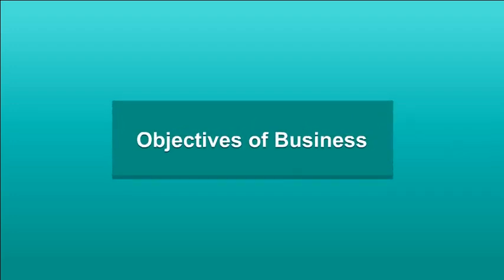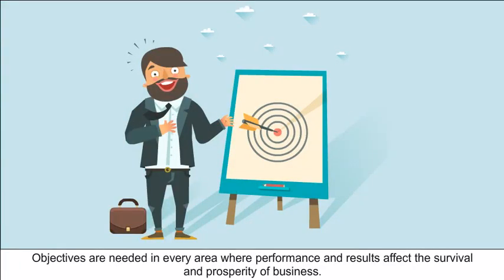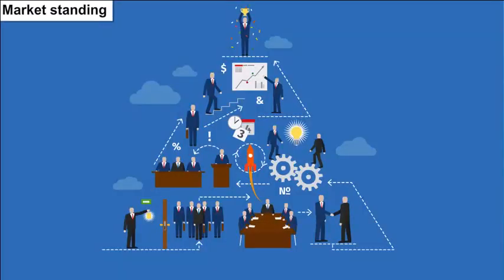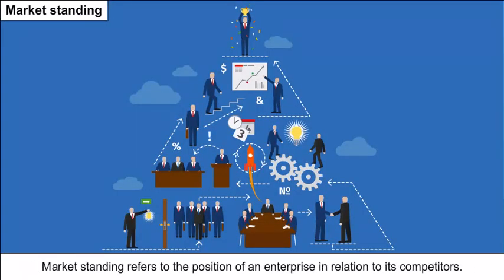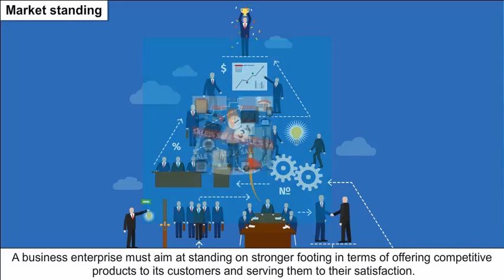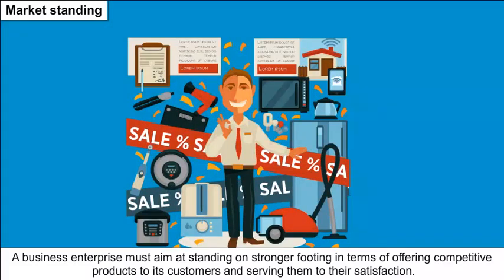Objectives of business. Objectives are needed in every area where performance and results affect the survival and prosperity of business. Some of these areas are described below. Market standing. Market standing refers to the position of an enterprise in relation to its competitors. A business enterprise must aim at standing on stronger footing in terms of offering competitive products to its customers and serving them to their satisfaction.